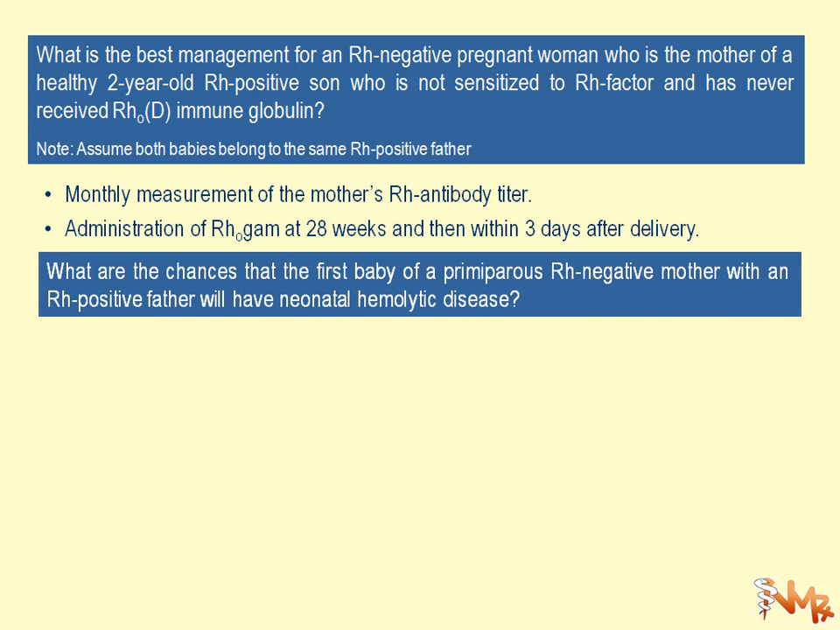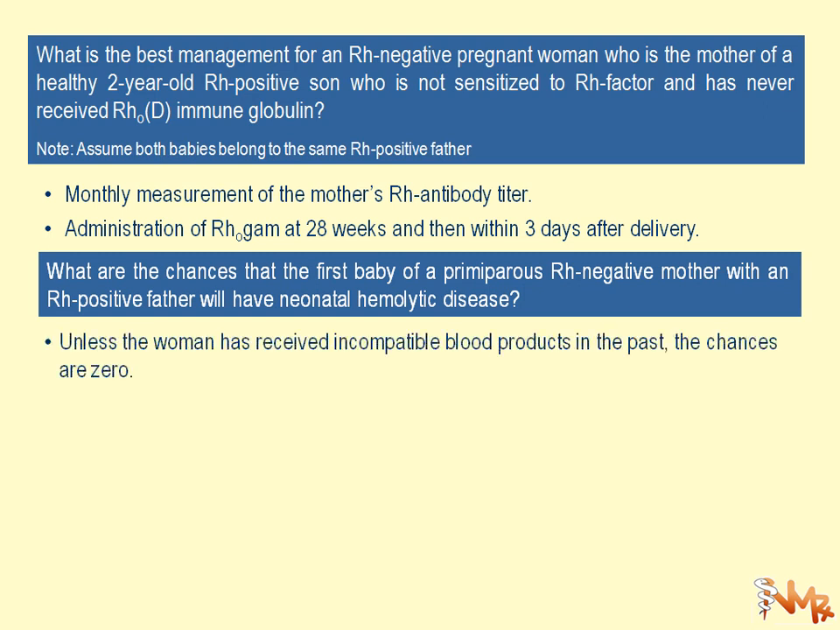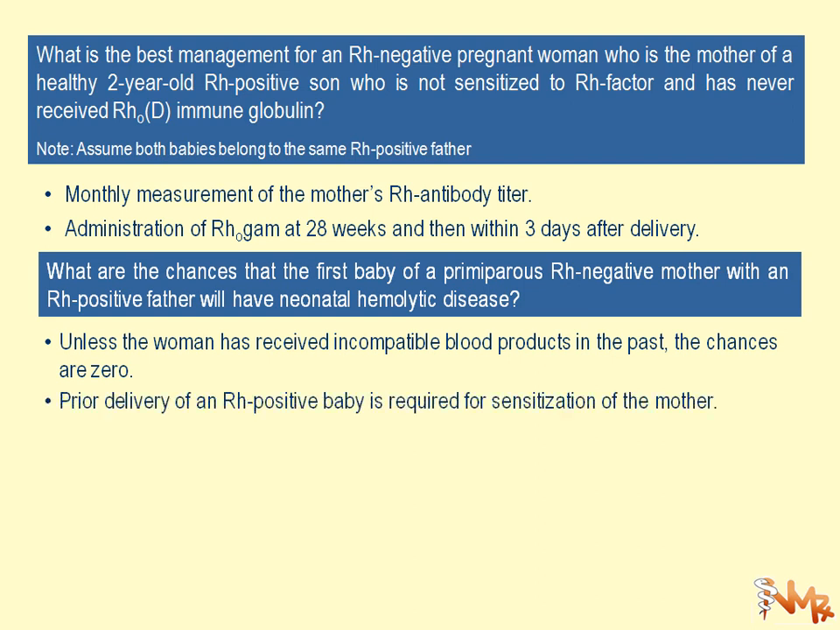What are the chances that the first baby of a primiparous Rh negative mother with an Rh positive father will have neonatal hemolytic disease? Unless the woman has received incompatible blood products in the past, the chances are 0. Prior delivery of an Rh positive baby is required for sensitization of the mother.